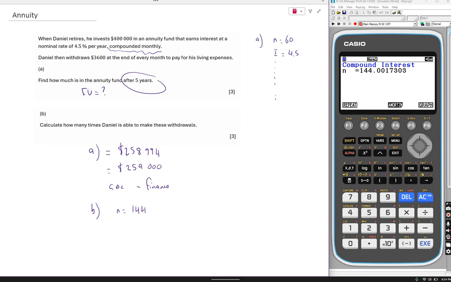Again, you would need to show all of the correct inputs. So you would need to write this again. The interest rate is 4.5, and all of the different values. You would need to show all of those. So n is 144. Calculate how many times Daniel is able to make these withdrawals. The answer for that one is 144.